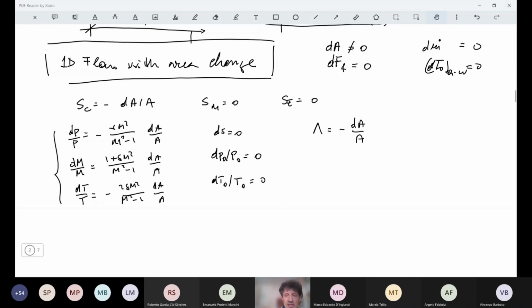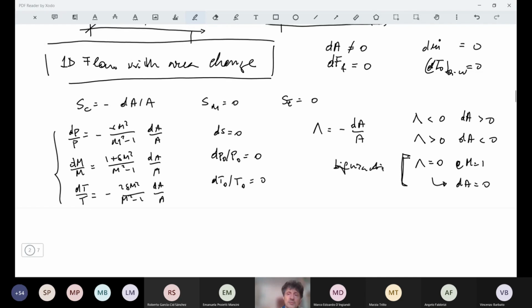And let's go back to the flow with area change. Here our lambda has this expression. So we see that we have lambda less than 0 when dA greater than 0, lambda greater than 0 when dA less than 0, and also that lambda is equal to 0 at Mach equal 1 if dA is equal to 0. So we have this as the condition for bifurcation. We have this as the condition for choking.